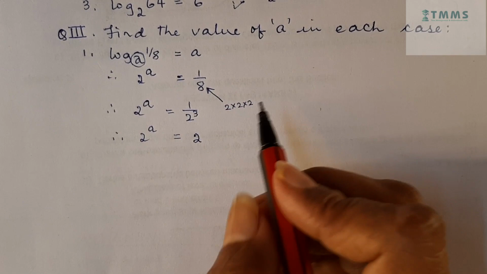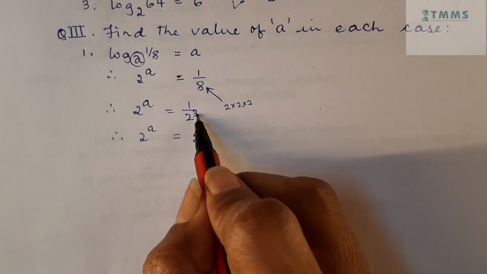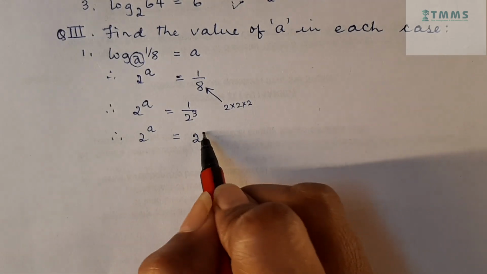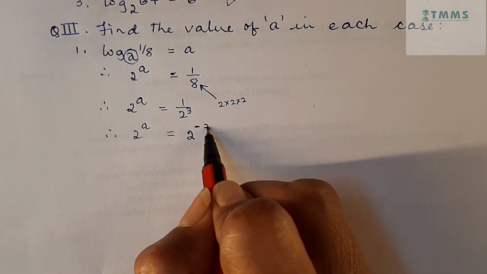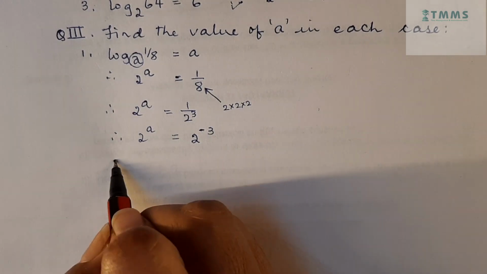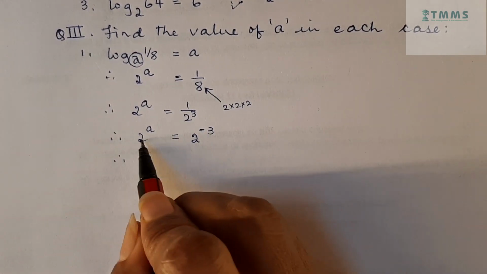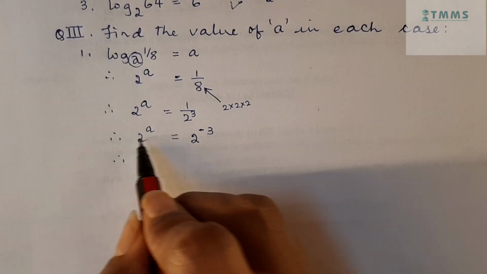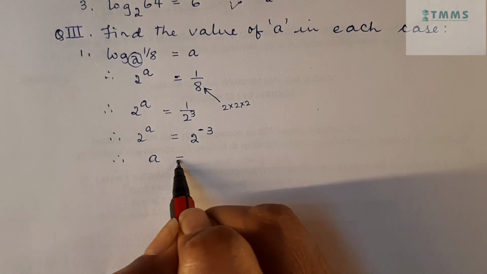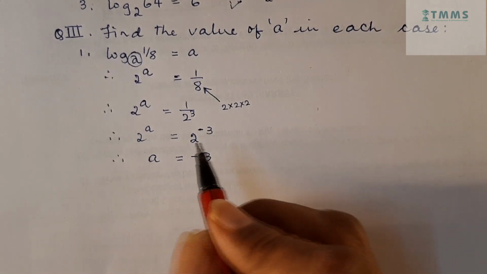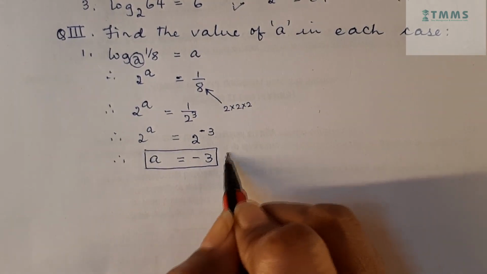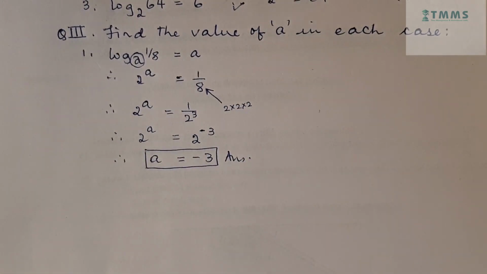2 raised to A will be 2 raised to something, but this 2 is in the denominator. We have to bring it up in the numerator. So remember the rules of indices. It will become minus 3 power. And so now we will equate the indices, equate the exponents because the bases are same, and we'll say a is equal to minus 3. And that becomes our answer. Are we getting it? Easy?